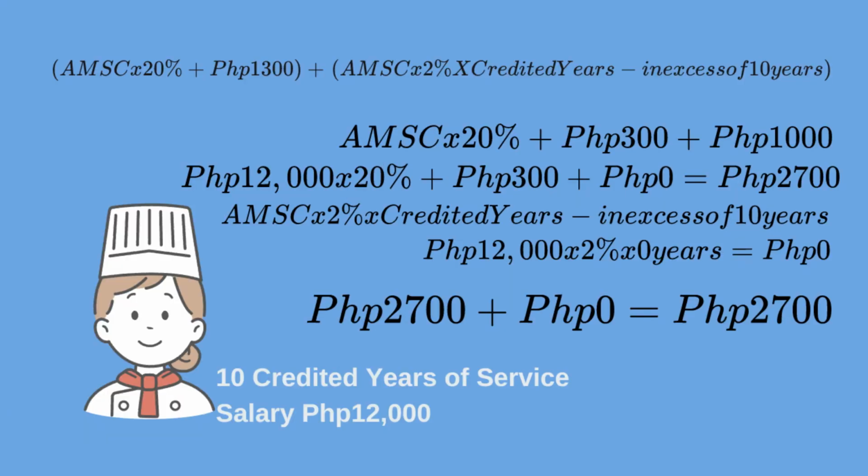Lastly, let's compute for May's estimated regular SSS monthly pension. Using the first part of the first formula, we'll calculate 20% of the average monthly salary credit, or AMSC, plus 300 pesos. There shall be no additional 1,000 pesos since there is no excess credited years of service beyond 10 years, as she has SSS contributions made by either herself or her employer for only 10 credited years of service, or CYS. The second part of the first formula, however, shall be 0 since May only has 10 credited years of service, or CYS. Thus, May's estimated regular monthly SSS pension using the first formula is 2,700 pesos.